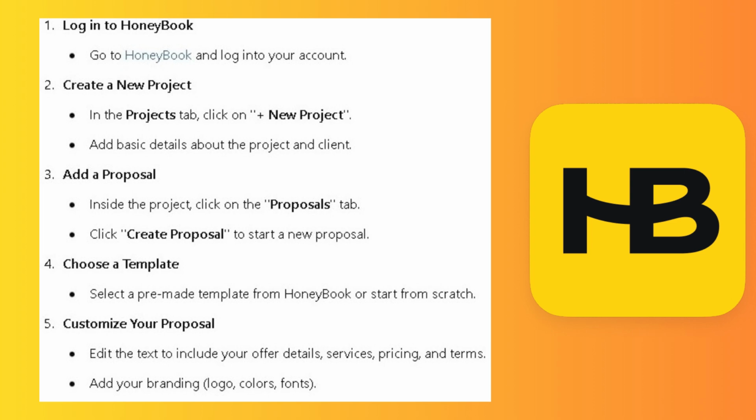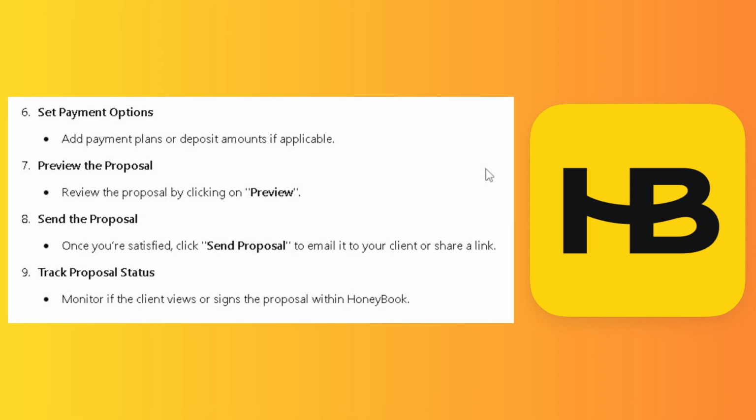Choose a template. Select a pre-made template from HoneyBook or start from scratch. Customize the proposal. Edit the text to include your offer, details, service and pricing. You can also add your branding such as your colour, fonts and logo. Set up payment options. Add a payment plan or deposit amount if applicable.